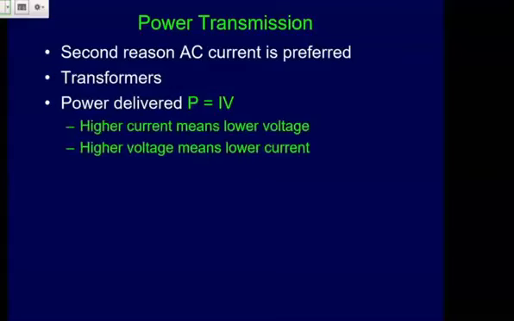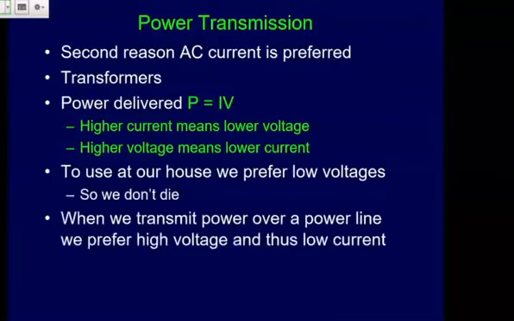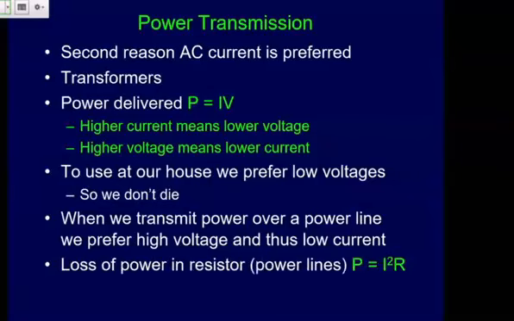When you're delivering power, you can take the same energy, power is energy per time, and you can either have a really high current with lower voltage, or higher voltage and lower current. In our house, we prefer low voltages. When we transfer the power over a power line, we prefer high voltages and low current because that loses less of the power. So you have this problem, and transformers are a solution to it.